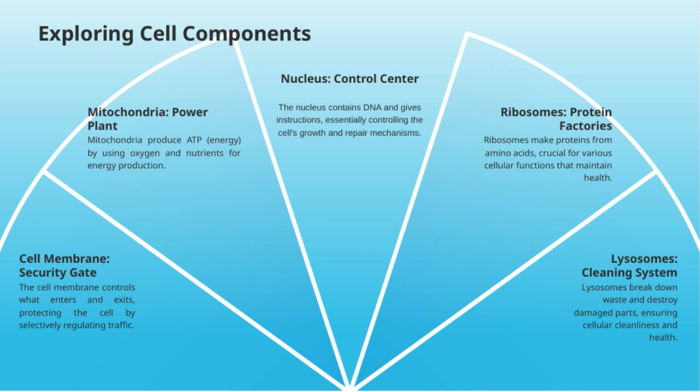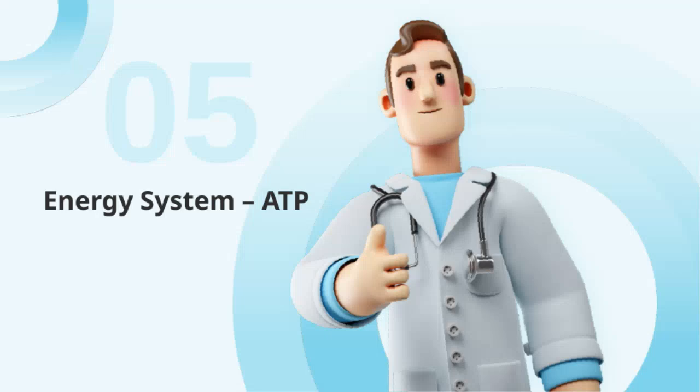They produce ATP, which is the energy the cell needs to do everything. They use oxygen and nutrients to generate this energy, fueling all the other activities inside the cell. Understanding these components helps us see how a cell functions as a highly organized and efficient unit, working together to sustain life. Let's take a closer look at the energy system, specifically ATP.